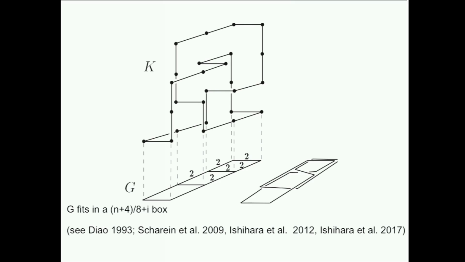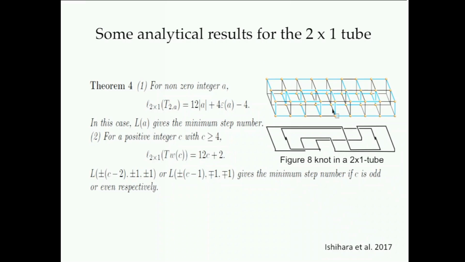So that's kind of how the proofs go. Again, you take the projection, you get a weighted graph, and then you try to lift up these projections. And this is a paper that we just published a few months ago that tells you what's the minimal step number for knots in a 2x1 tube.